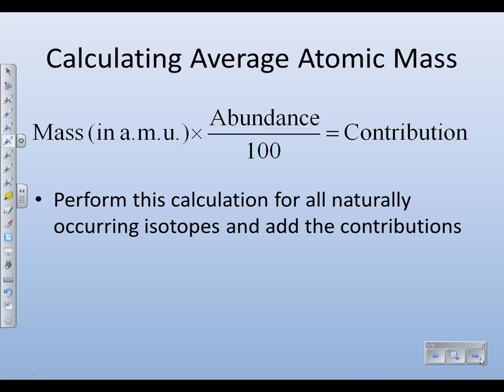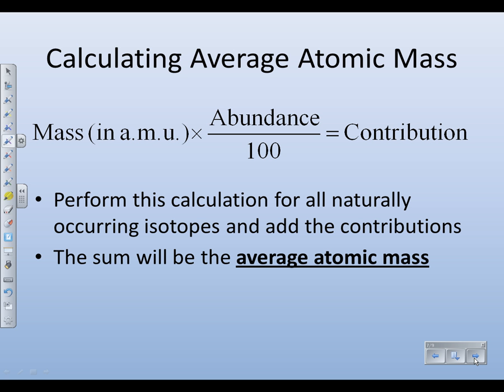If you take a percentage and divide it by 100, it turns it into a decimal, yeah? Is that good math class-wise, right? That's all you're doing there. And then you get a contribution. If you add up all of the contributions of all of the different isotopes, you end up with the average atomic mass.